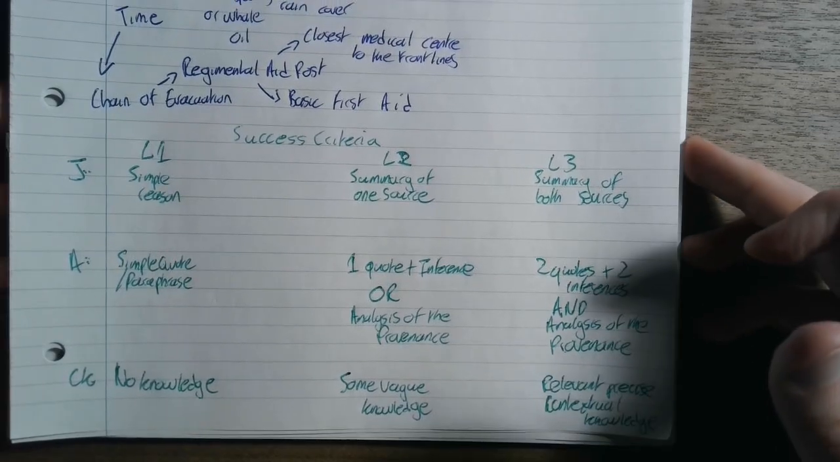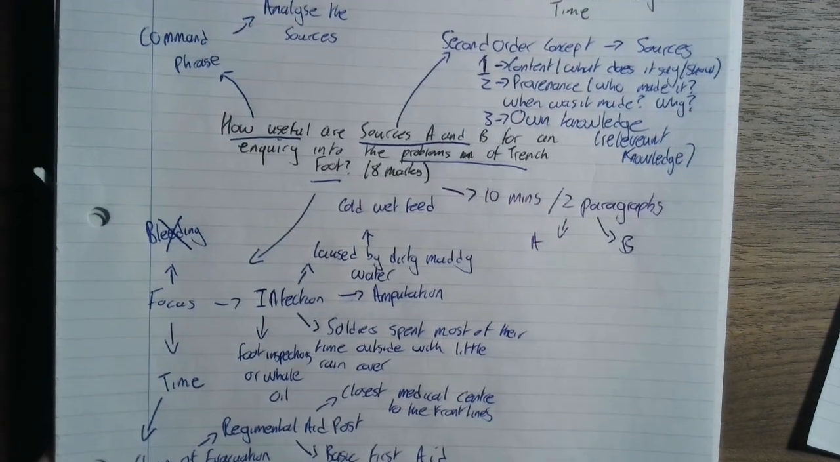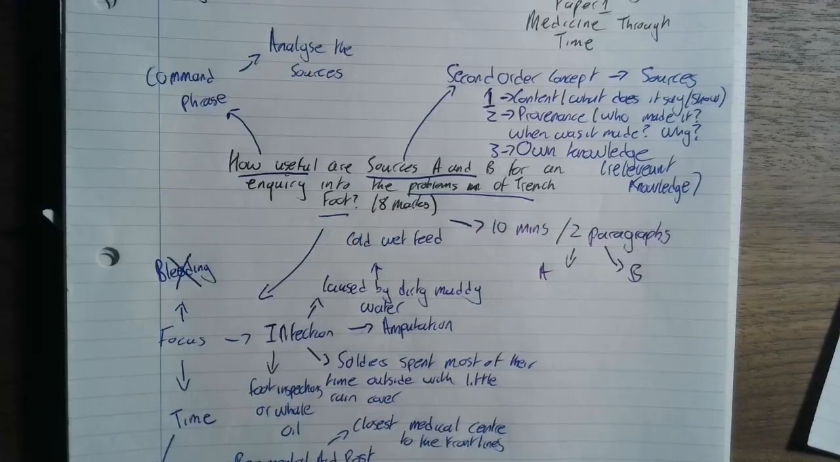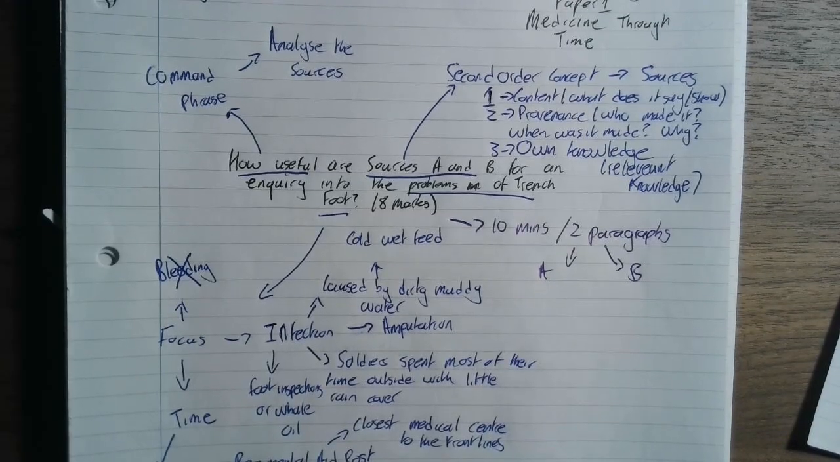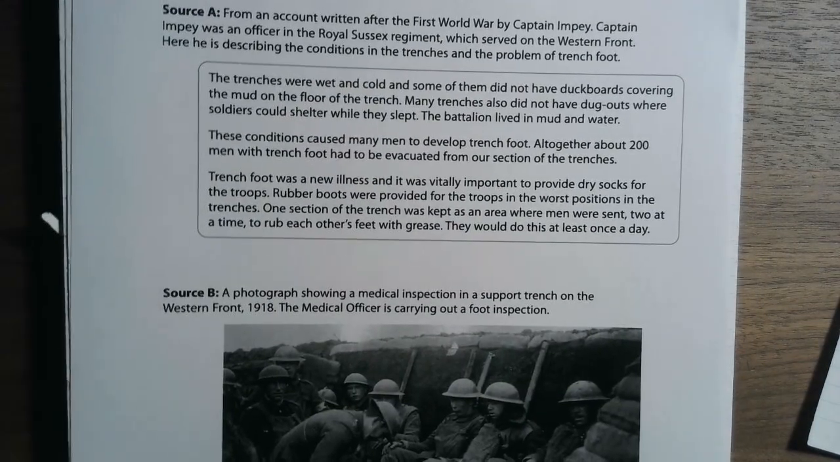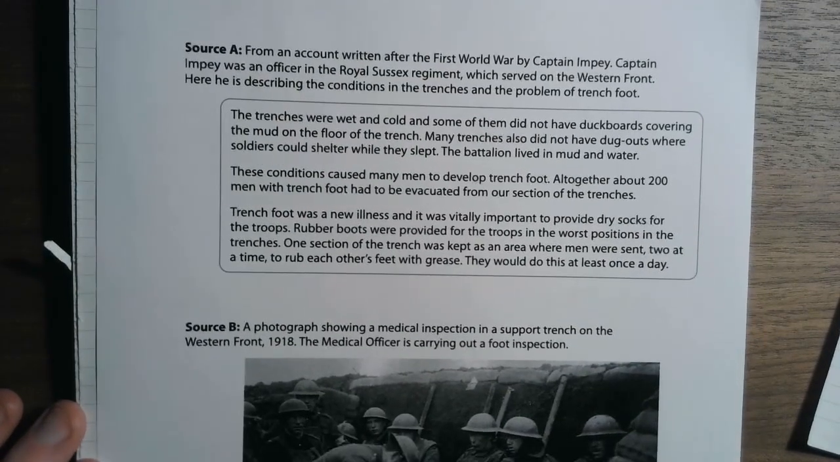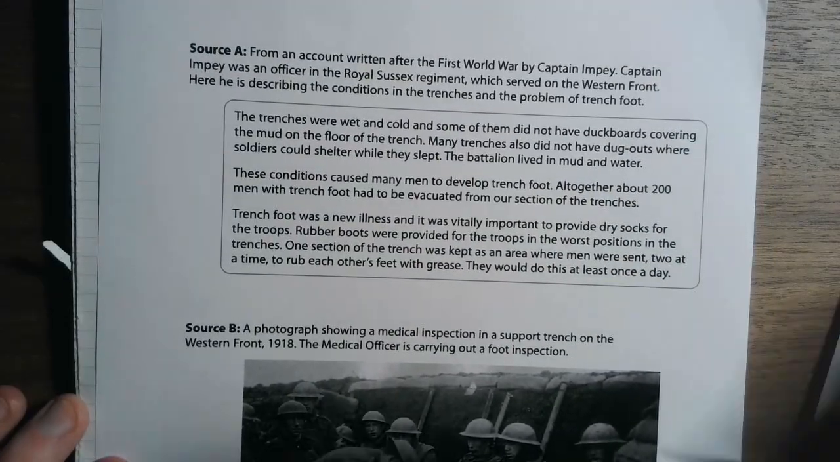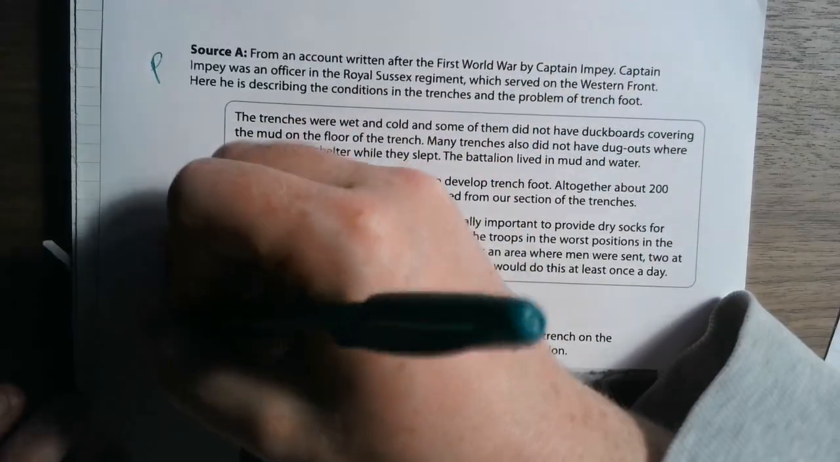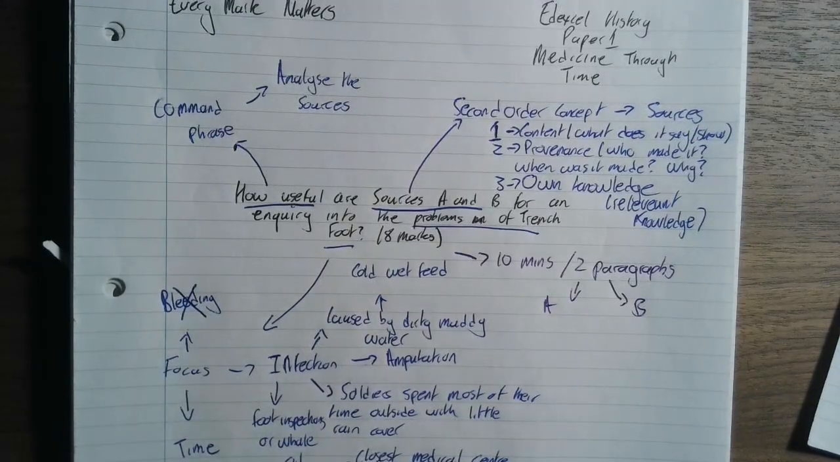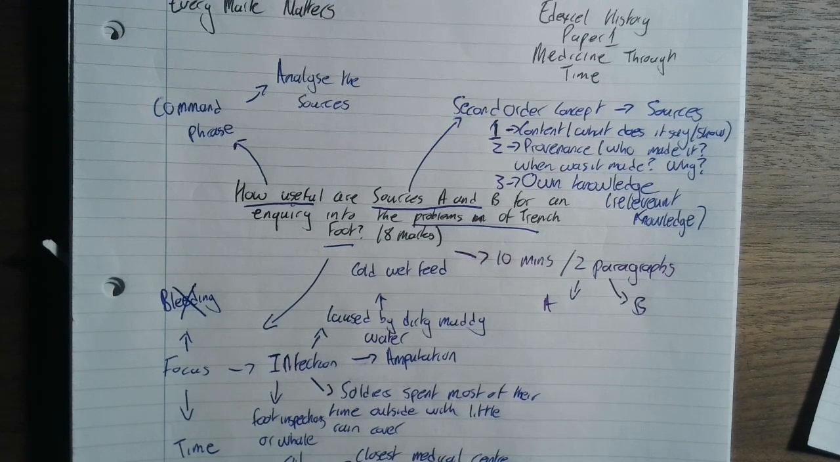Okay, team. So, here's what we're going to do. I'm going to suggest you press pause. You set yourself a 10-minute timer, put all your devices away. Have a little look at sources A and B. Let me just grab my copy. Tell me how useful they are for an inquiry into the problem of trench foot. 10 minutes reading through the provenance and the content of both sources and then analysing how useful they are. 10 minutes. I'll see you shortly.